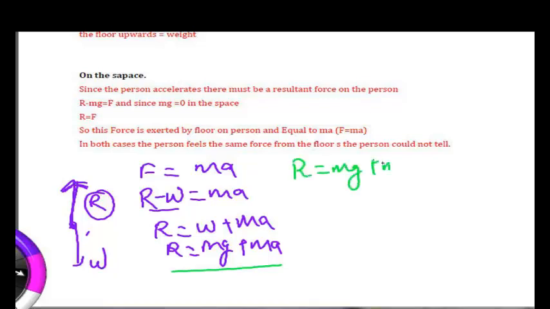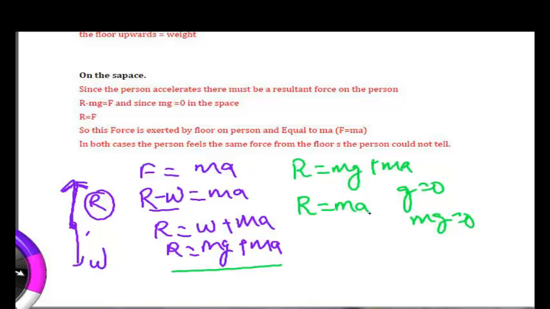But in this situation, since he is in space, his g is 0. Since g is 0, mg is 0. Therefore R equal to ma. So this is the next point. In both situations, the person feels the normal contact force upward. On the Earth, it is R equal to mg, and in space, R equal to ma.